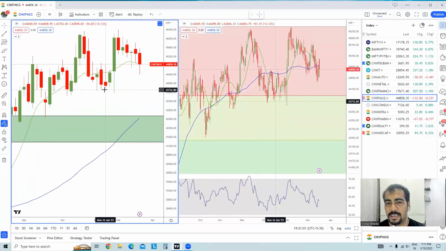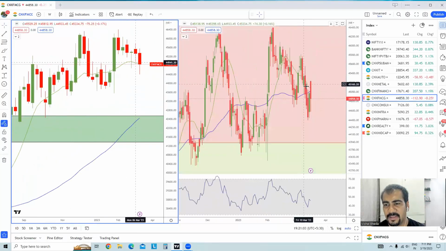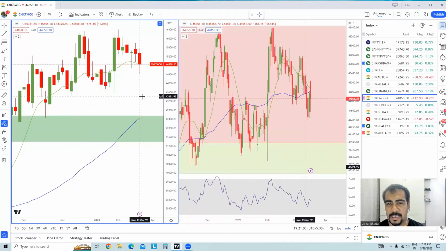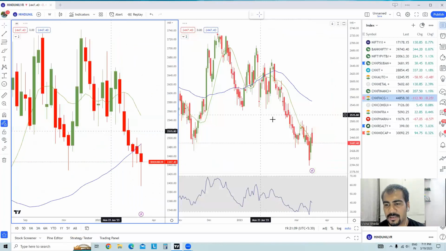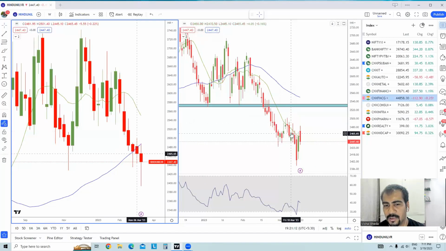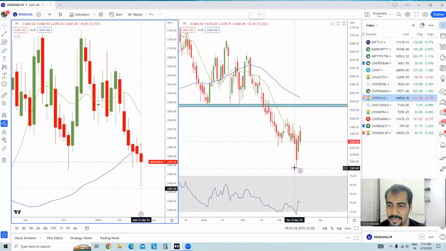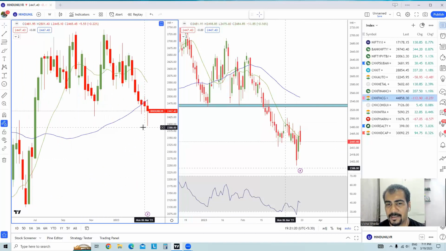FMCG pack, according to me, it is consolidating. Even the daily time frame charts seem to be consolidating as of now. Hindustan Unilever was a decent opportunity somewhere over here as a swing short-term trade. It performed decently well, and then it suddenly reversed. So it seems that some sort of buying is happening at the lower level.